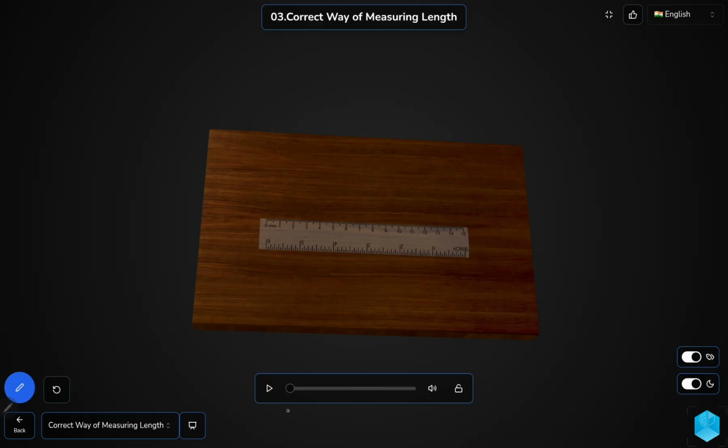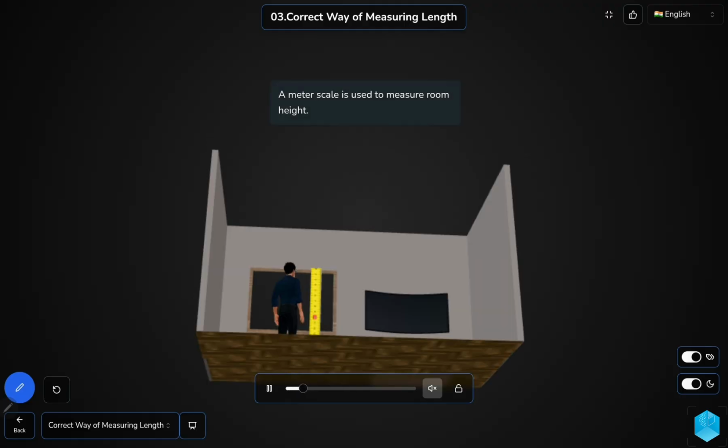Here in the model you can see a scale placed on a wooden plank. If you want to measure a smaller distance, for example a small area like the length of your book or the length of your table, you can use a small 15 centimeter scale to measure the length of small objects. In case you want to measure the length of a pencil, you can use a 15 centimeter scale and measure the length of your pencil.